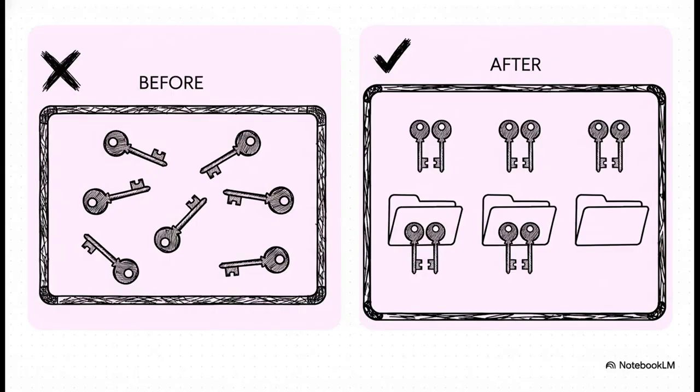And speaking of making life easier, just look at this. The API key page got a complete overhaul. Before, it was kind of a mess, right? Scattered keys, you had to track them manually. It was tough. Now, you get keys grouped by project, you can easily rename them, and you have full visibility. It just gives you so much more control.